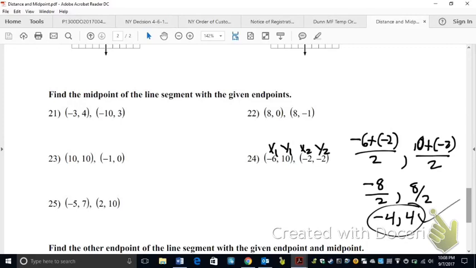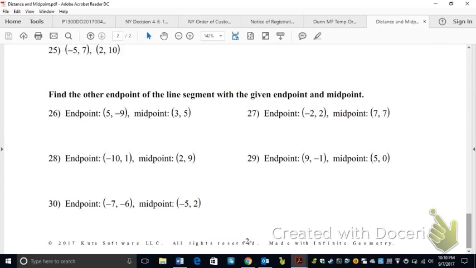Okay, moving on. So, now we have these last set of problems, and this is 26 through 30.